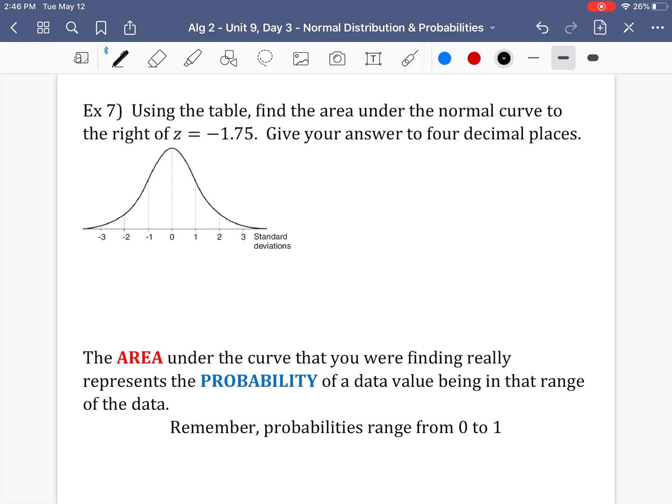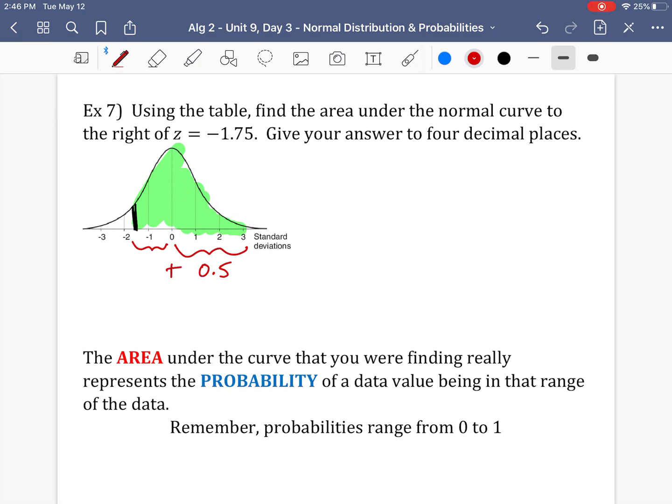Using the table, find the area under the curve to the right of negative 1.75. So negative 1.75 would be about here, close to negative 2, and I want to the right. So what I want is all this space right over here. I know what I look up on the chart is going to give me from here to the center. And then I have to know in my own mind that this is worth 0.5 or 50%. So when I get them, I will just add them together.